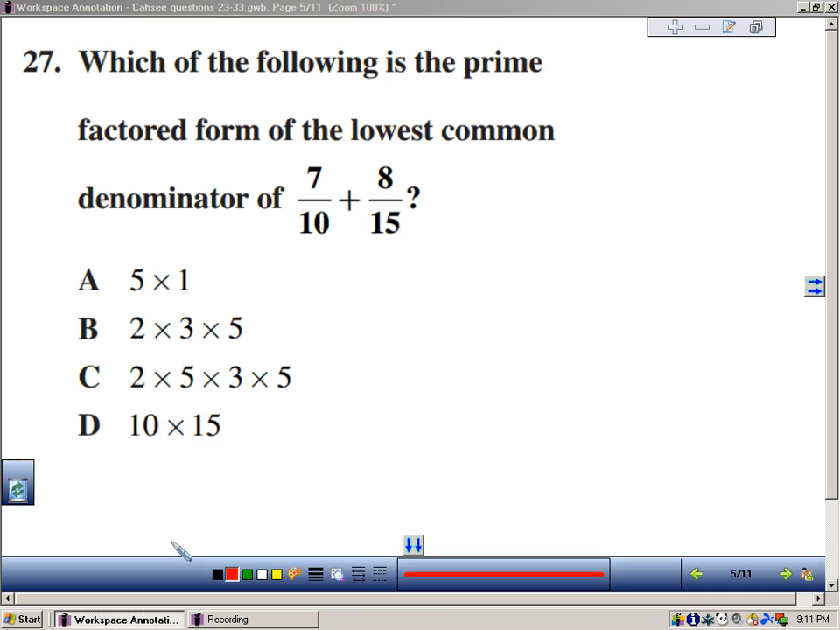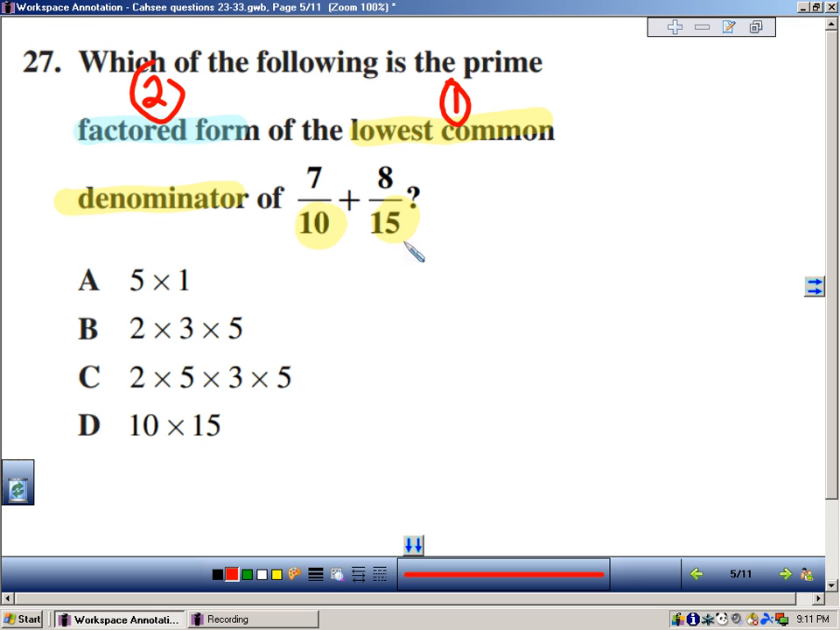So reading the question, which of the following is a prime factored form of the lowest common denominator? So the denominator is what we're interested in, and it says we're going to factor the denominator, prime factored form. Remember what that was? It was the factor tree. So we first had to find the lowest common denominator and then factor it. Right? So this is the first step.